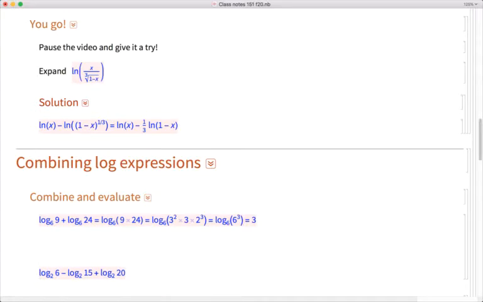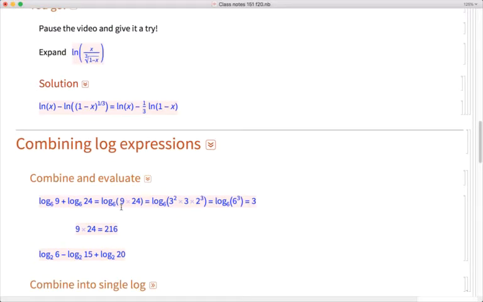If we had simply multiplied these two numbers together, I don't know about you, but at least I would have been a little hard-pressed to know that 216 was 6 cubed. By factoring, we gave ourselves a better chance at doing that.